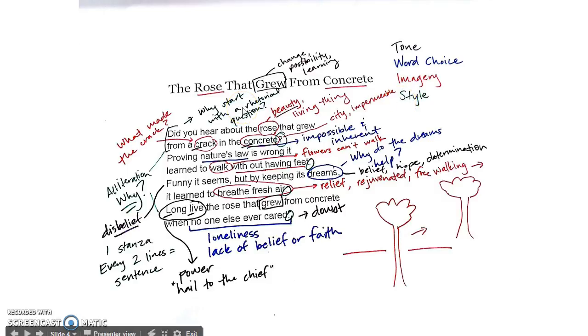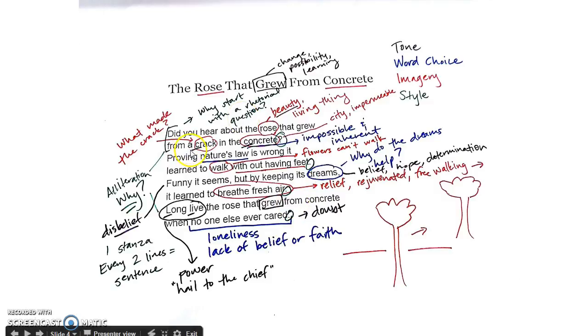Then I started diving into the style. With style, you want to look at the punctuation, the line breaks, the number of stanzas. This poem just has one stanza. Every 2 lines is one full sentence because it ends with some kind of end punctuation. There's a question at the beginning. There are periods at the rest. I did wonder why it started with a question.